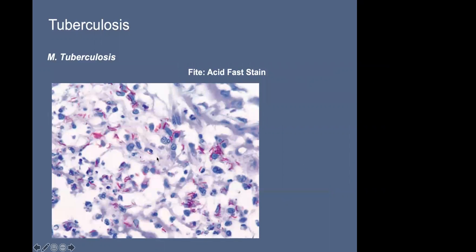And when you do an acid-fast stain, as for acute bacteria we did gram stain, but for chronic, if we see granuloma, we employ the acid-fast stain that will show the acid-fast organisms, the Mycobacterium tuberculosis, very nicely. They are pink rods. And they usually reside in the necrotic areas rather than in the periphery of the lesion.